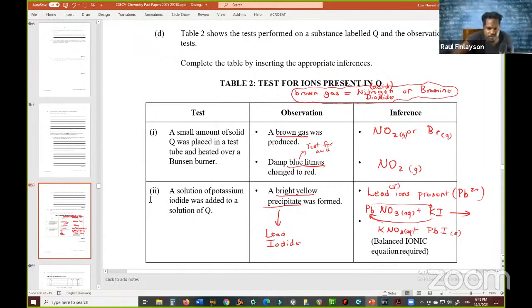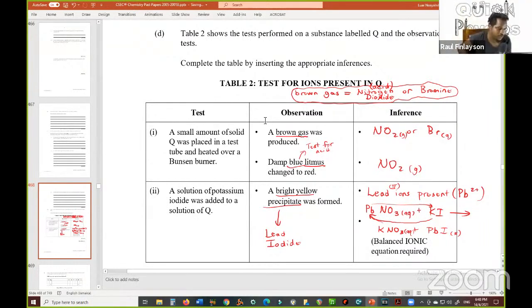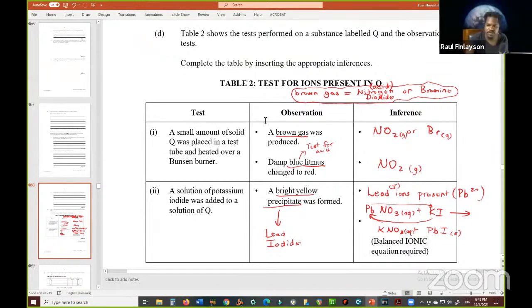So any questions about this, guys? No, sir. All right. There are dozens of questions in CXC past papers with this. Once you work through all of them, you're going to basically know any test they can throw at you, and that will give you certain marks in the exam.